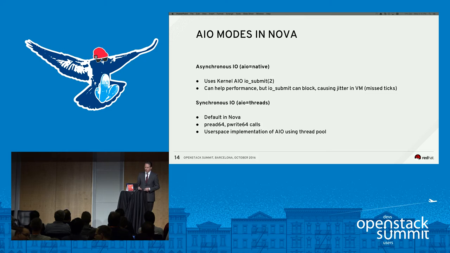Although we did see that with some means of benchmarking, io_submit could block, and that could cause the VM to have jitter, right? So if you were running a workload in the VM, and you were pushing it really, really hard, you would be running maybe dstat, and then you would see missed ticks, and then it would come back. That was a little bit worrisome for us, especially because we're trying to use those timers for keeping track of how many IOs were completed in a given period.